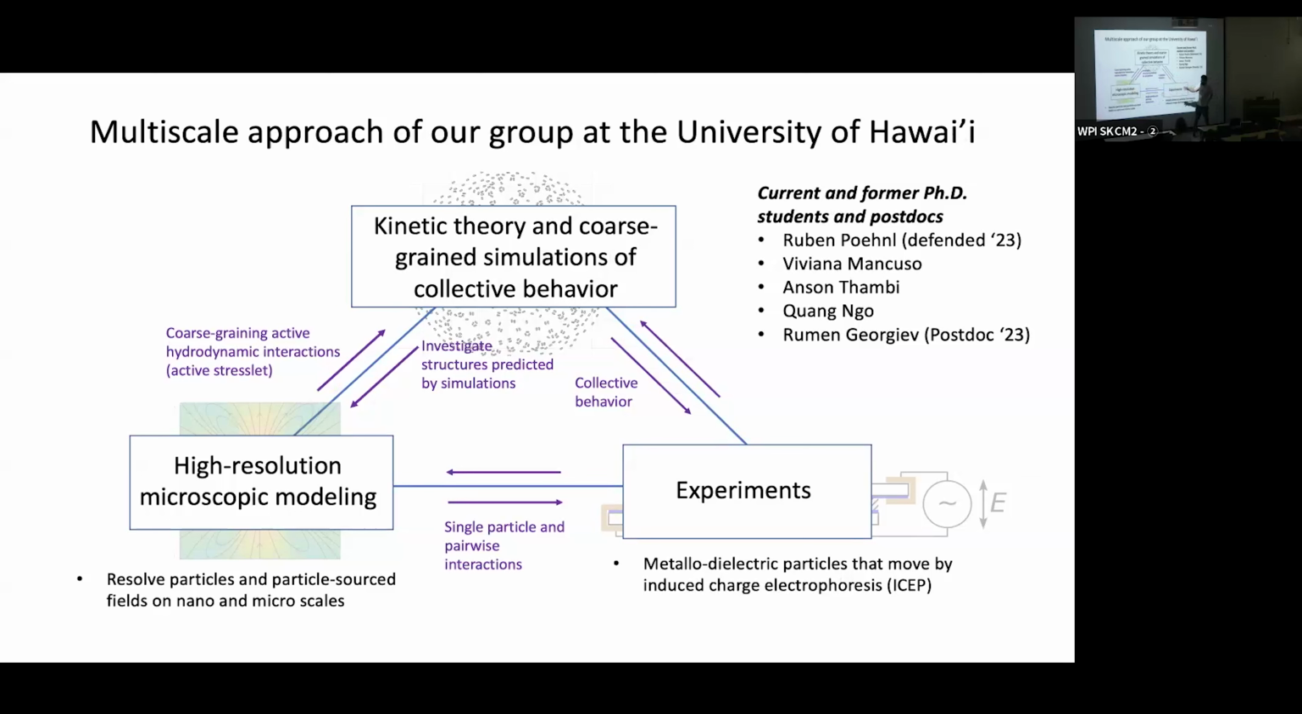We can do this analytically or numerically, but it's a little bit limited in how many particles you can do. You can do 1 or 2 or maybe 10. So increasingly, we're moving into coarse grain simulations, basically active Brownian dynamics with active hydrodynamics. What we're trying to do is have a bridge between these 2 levels. We parameterize the coarse grain simulations from the high resolution calculations. And then if we see something interesting like these clusters, we can go back to the high resolution models and look in further detail.